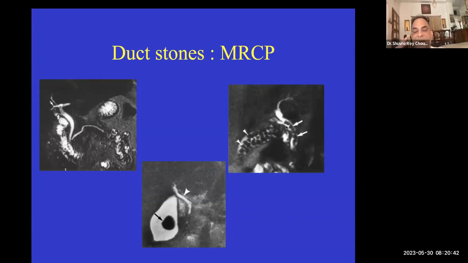So whenever you look at an MRCP, look at the intrahepatic ducts, look at the common hepatic duct, identify the cystic duct entrance point. Is it low? Is it medial? Is it on the left side? I'll show you examples of all of that. And look at the ampulla, look at all those things.